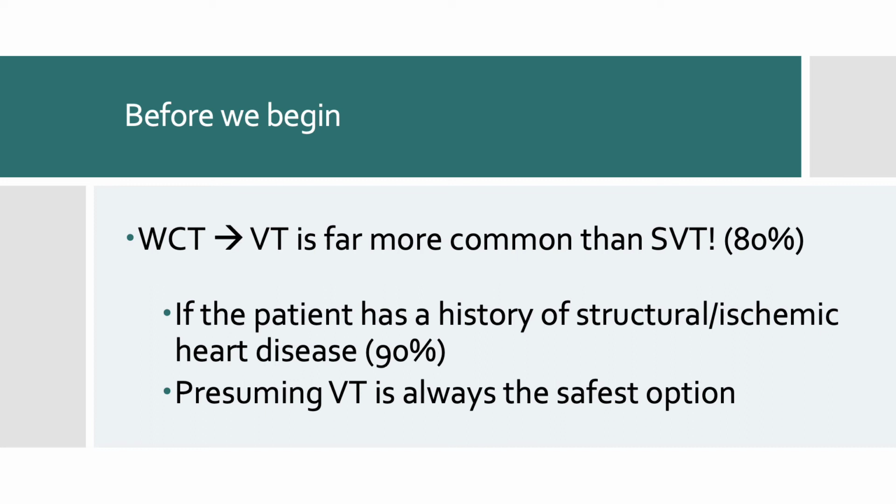Also, treatments for VT, such as antiarrhythmics and cardioversion, generally work for SVT and VT, although they're a bit aggressive for SVT. However, treatments for SVT, such as calcium channel blockers and beta blockers, can significantly harm a patient with VT. So it's always safe to presume VT unless you have strong suspicion otherwise.